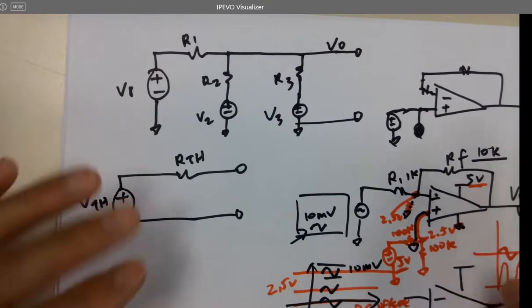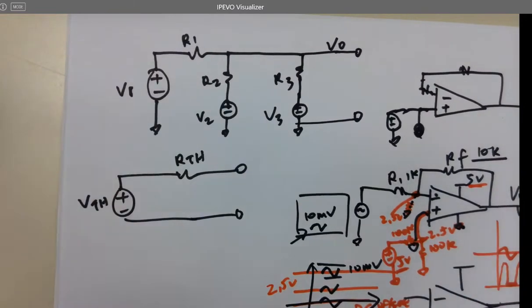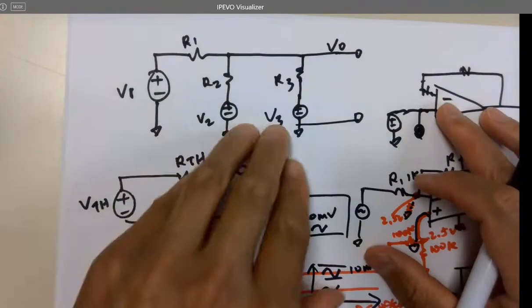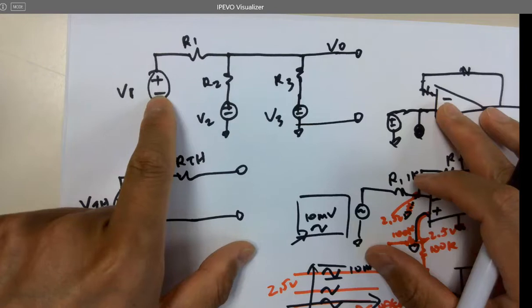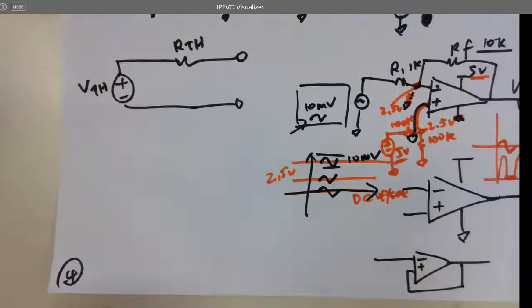Now you have to transform your mind to superposition. What are the steps for each? Yeah, step by step, right? Let's do V1 only first.